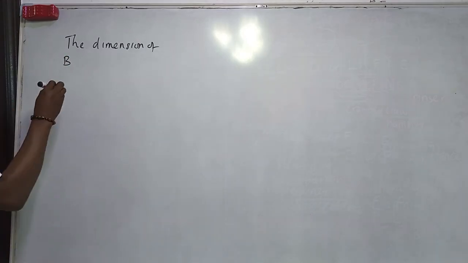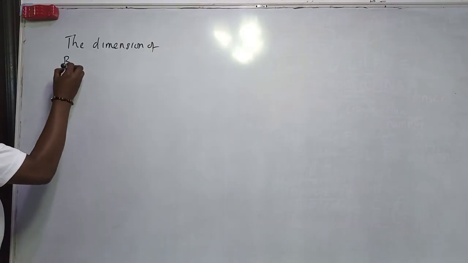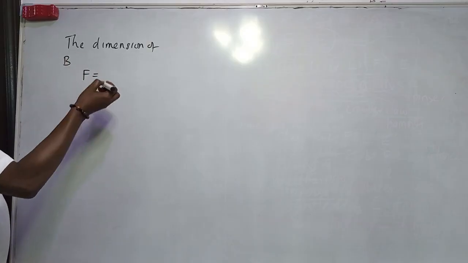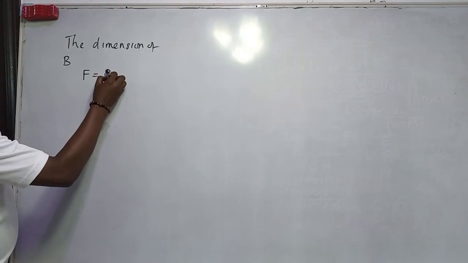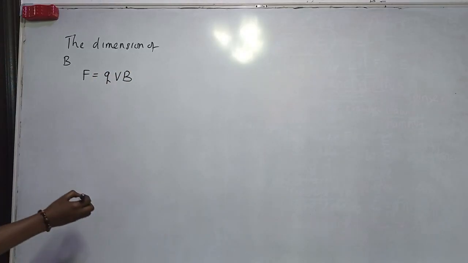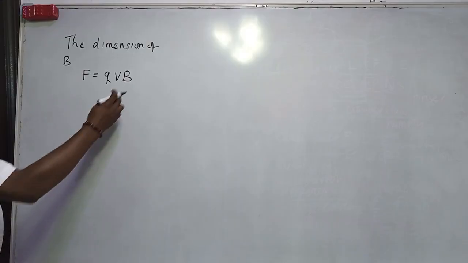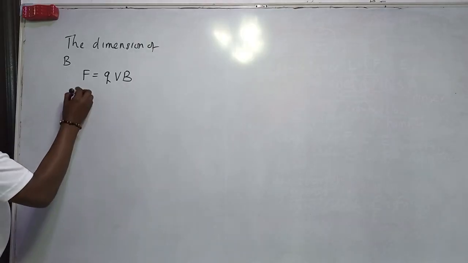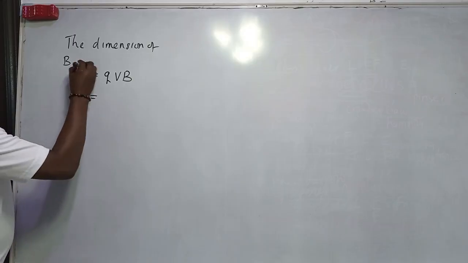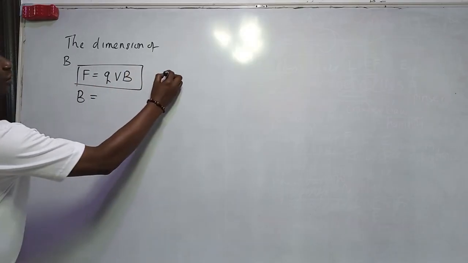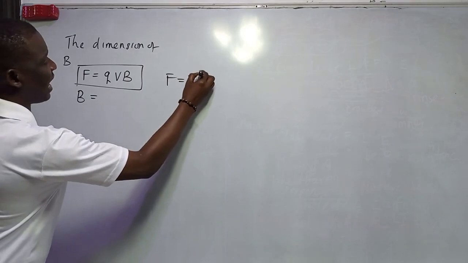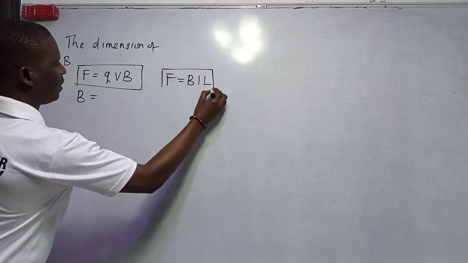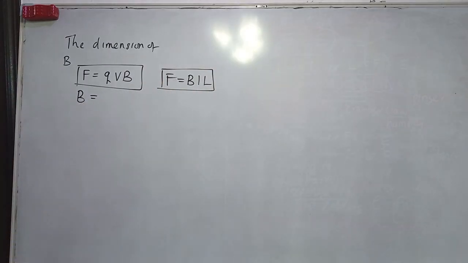Now, first of all, the question you ask yourself is, what is the formula for the dimension of magnetic field, or force, or the formula for magnetic field? First of all, remember that F equals QVB sine theta, and sine theta is dimensionless. This is the formula for magnetic force. We can also have it as F equals BIL. Either one you want to use is fine, but I prefer we use the second one.